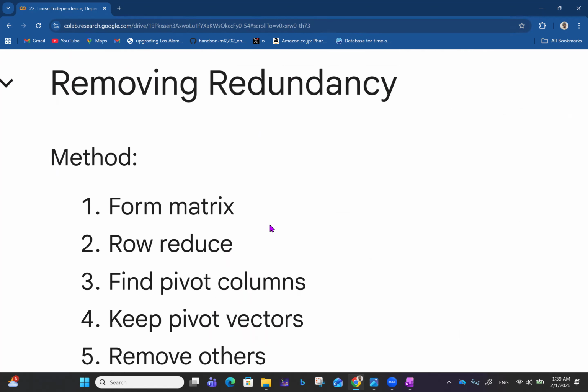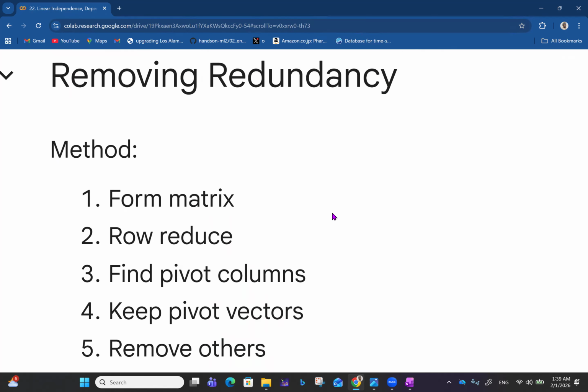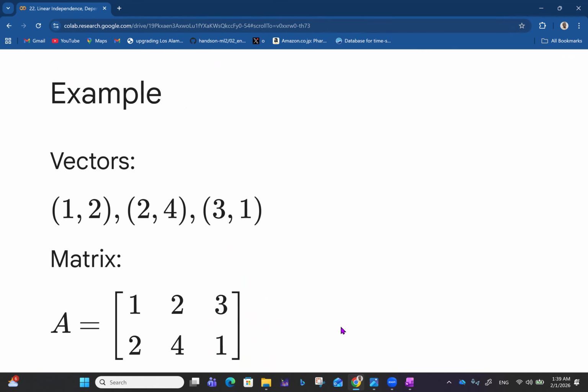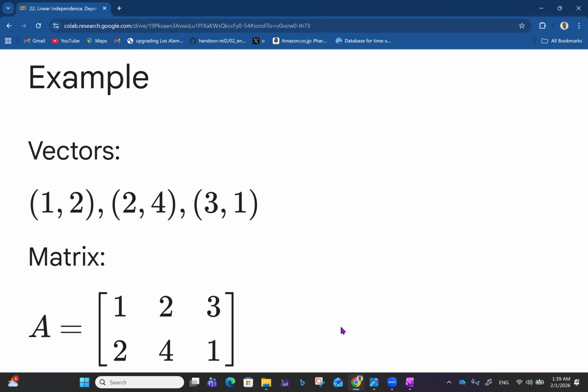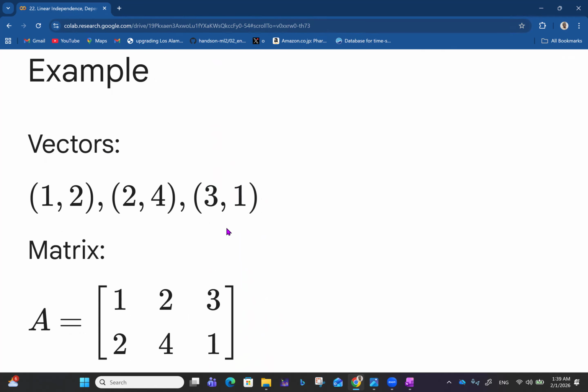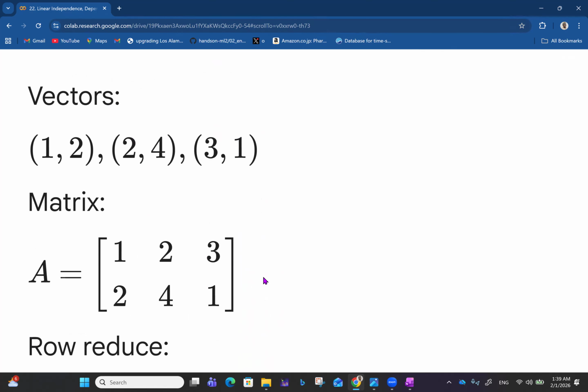So how do you remove redundancy? The method: you form the matrix, you do the row reduction, you find pivot columns, you keep the pivot vectors and remove others. For instance, imagine this matrix. You have these vectors 1, 2, 2, 4, 3, 1, right? Of course, you can see 2, 4 is a multiple of 1, 2 already. So it means 2, 4 is redundant. You could as well just end the game. From here, you can cross out this 2, 4 and just leave 1, 2, and 3, 1. So these ones are not redundant in that case. But let's follow the rules, right?